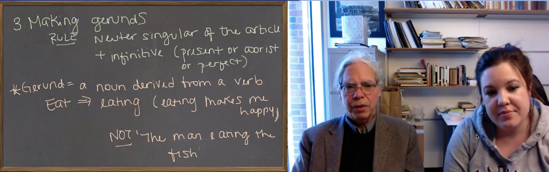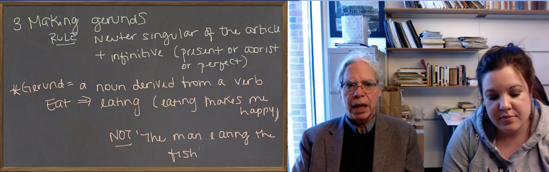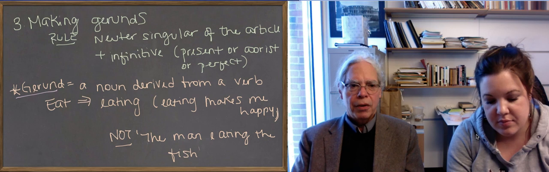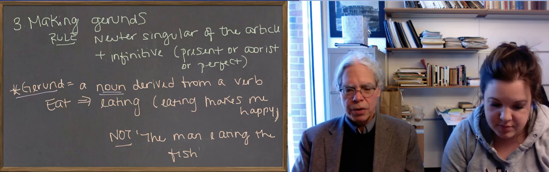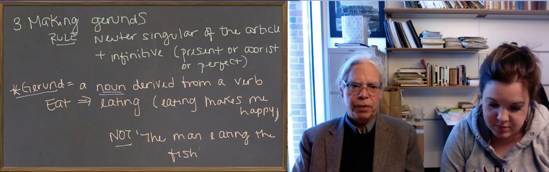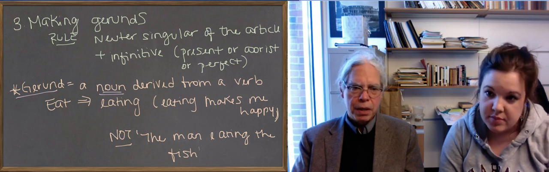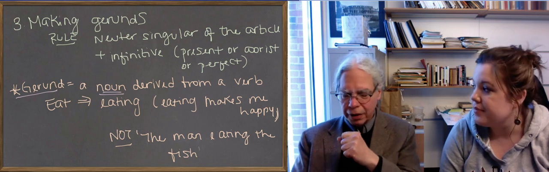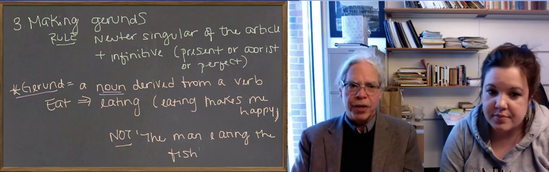There's the definition of a gerund. It's a noun derived from a verb. Key thing, that it's a noun. So in English, gerunds end in ing. So the gerund derived from the verb eat is eating. But there are two eatings in English. One is a gerund, as in the sentence, eating makes me happy.